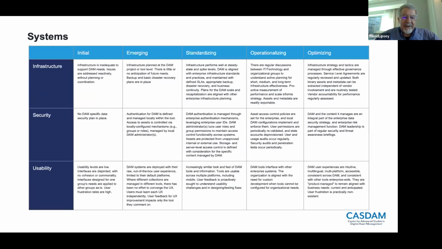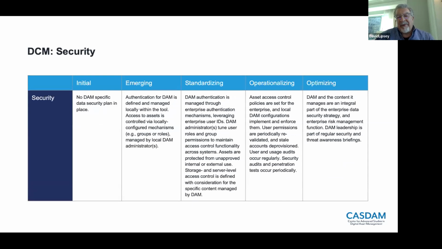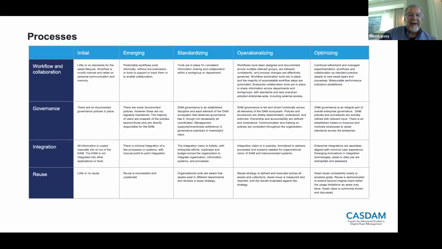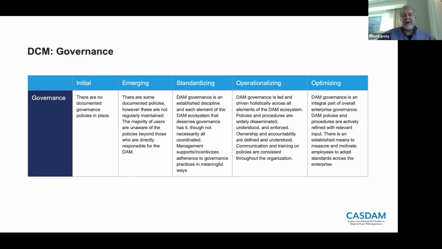And systems, infrastructure, security, and usability. Because you'll have a copy of this, I'm not going to go into much detail about it. I think everybody's kind of getting the idea. But each of these are important for us to be sure we know where we are at, where we want to go. And finally, processes, workflow, governance, integration, and reuse. And I want to pause just here on governance.